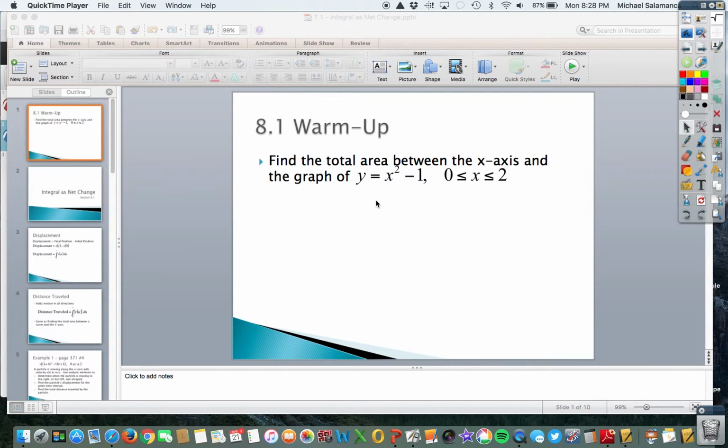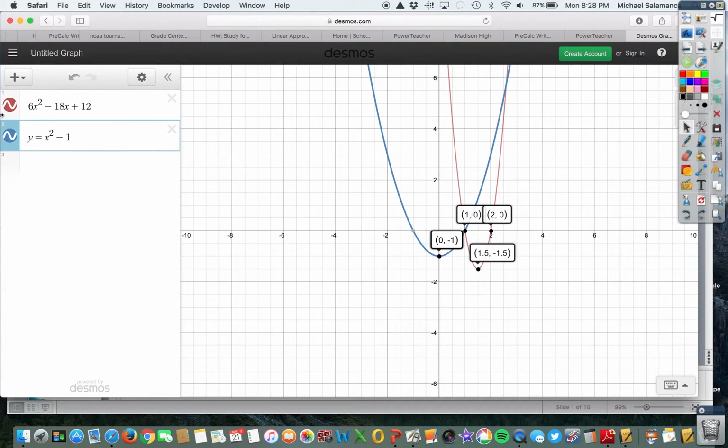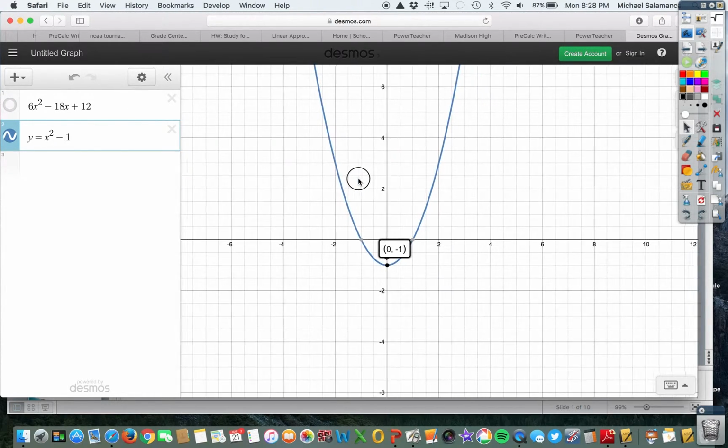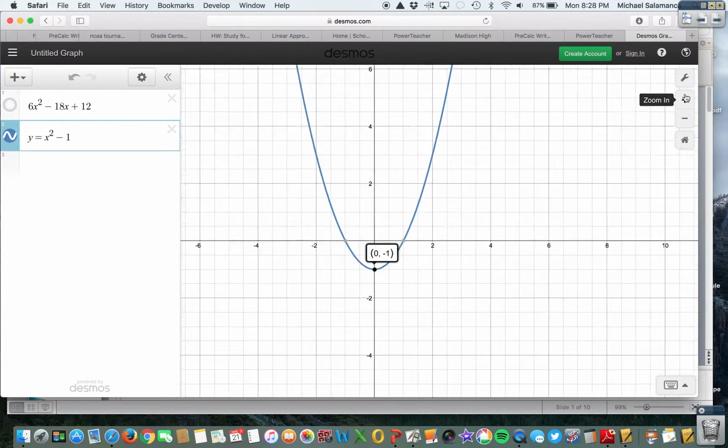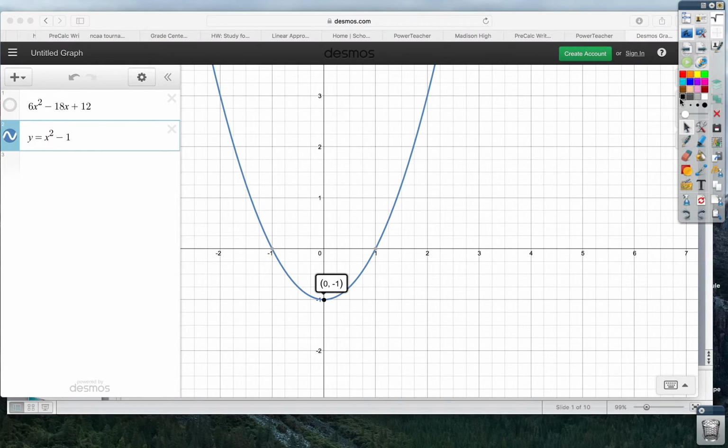minus 1 from 0 to 2. So what I wanted to do is pull up that graph and give you a better idea of what that looks like. Now in this graph you'll notice, so I'm going to zoom in and make it easier to see, that if we find the area between the curve from 0 to 2, we're really finding the area from here to here and the area from here to here because it says between the curve and the x-axis. So this is the areas that we'll receive.